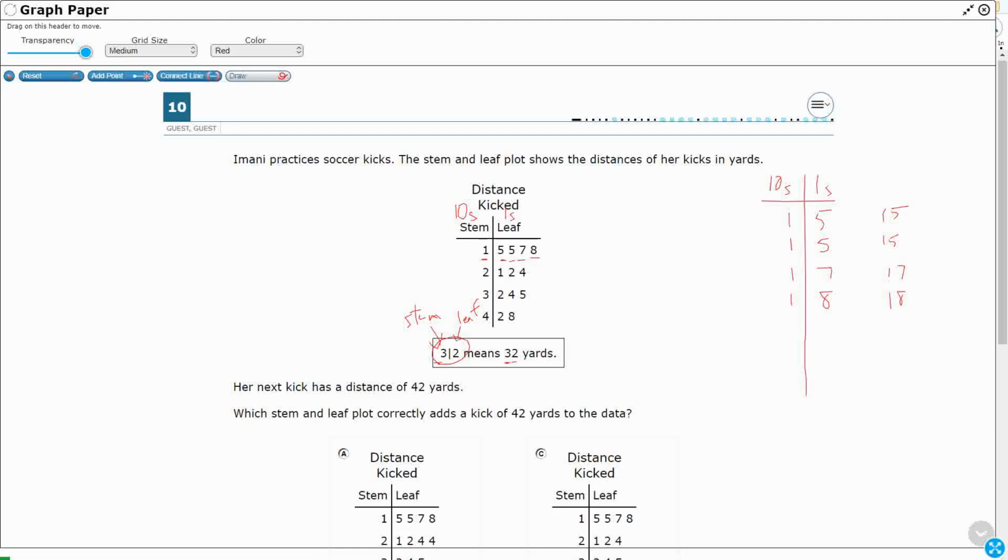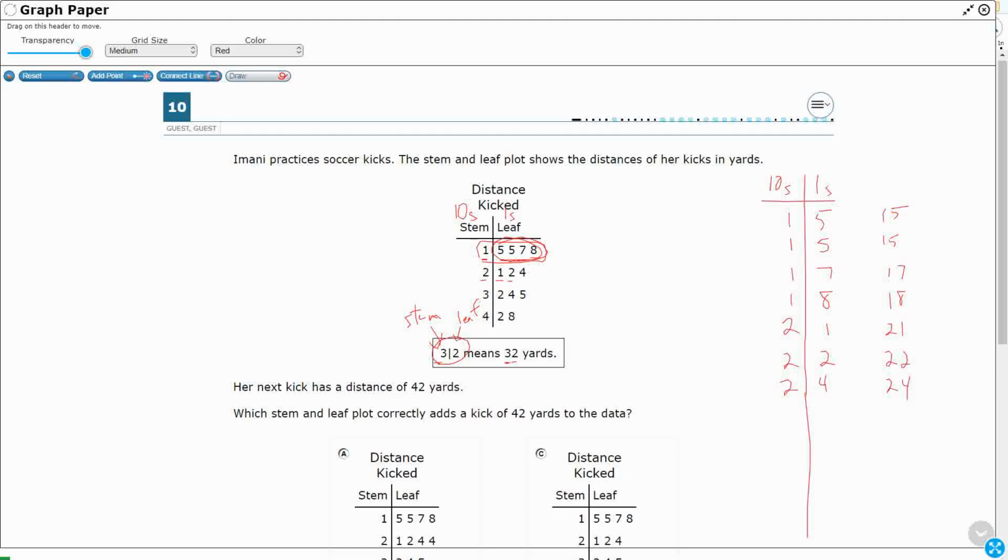It only works when there's not a whole lot of stems. If there were 18 different stems, it'd be way too big, and there'd be a better way. That's our ones stem, and we know there's going to be 4 different numbers because there are 4 different leaves. Then we go to the twos. A stem of 2 and a leaf of 1 is 21. Stem of 2, leaf of 2, that's 22. Stem of 2, leaf of 4, 24. We keep going down here.